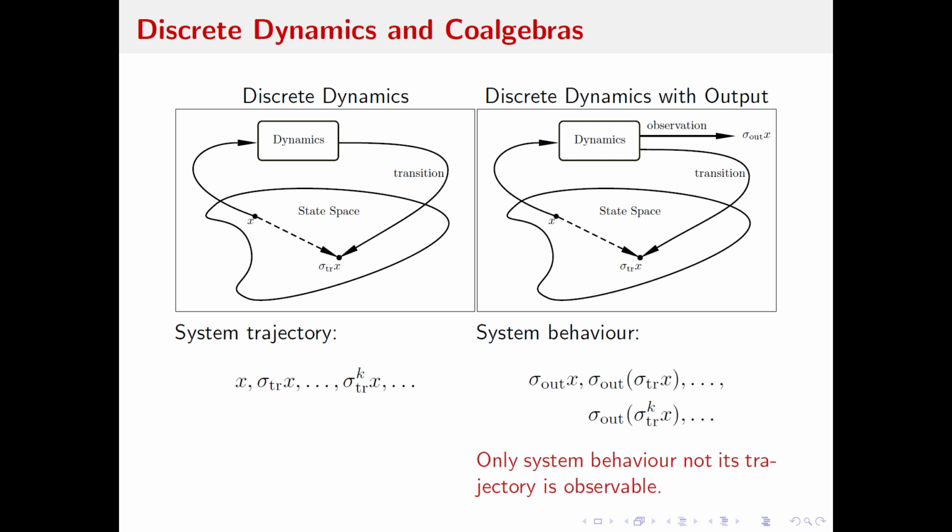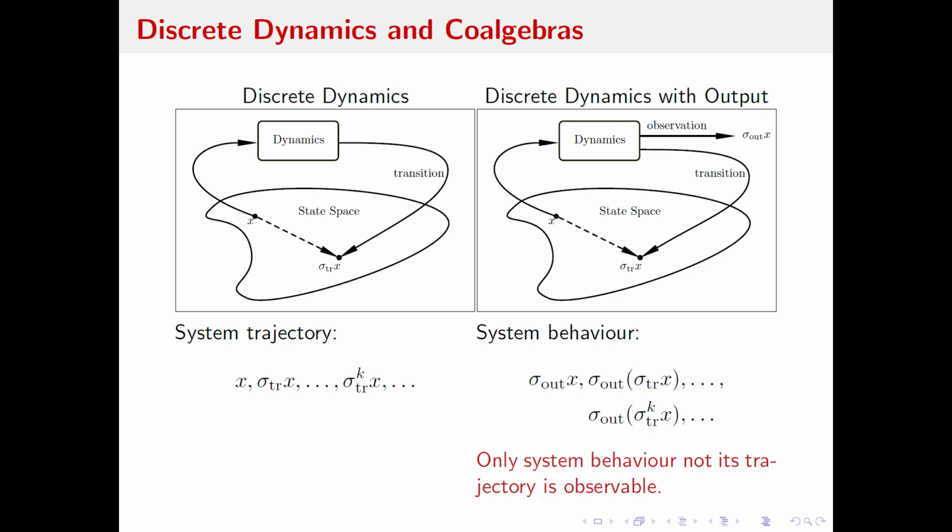Our research is based on the assumption that the behavior of a distributed system is described by the discrete dynamics of a suitable kind. On this slide you can see two kinds of dynamics, namely discrete dynamics and discrete dynamics with output. Their difference consists in the different observation possibilities. For the discrete dynamics, we have no possibility of observing system states. In this case, a system has trajectories, but these trajectories cannot be observed.